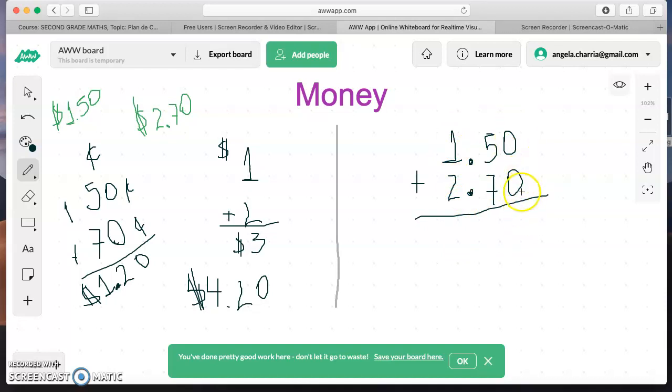And then you add normally: 0 plus 0, 0, 5 plus 7, 12. You carry 1, and the dot, you pass it just like that, okay? 1 plus 1 plus 2, 4, and the answer would be $4.20, okay? Remember, let's imagine that this dot didn't exist. The numbers that are in the hundreds place are going to be your dollars. Why? Because every 100 cents, you make $1.